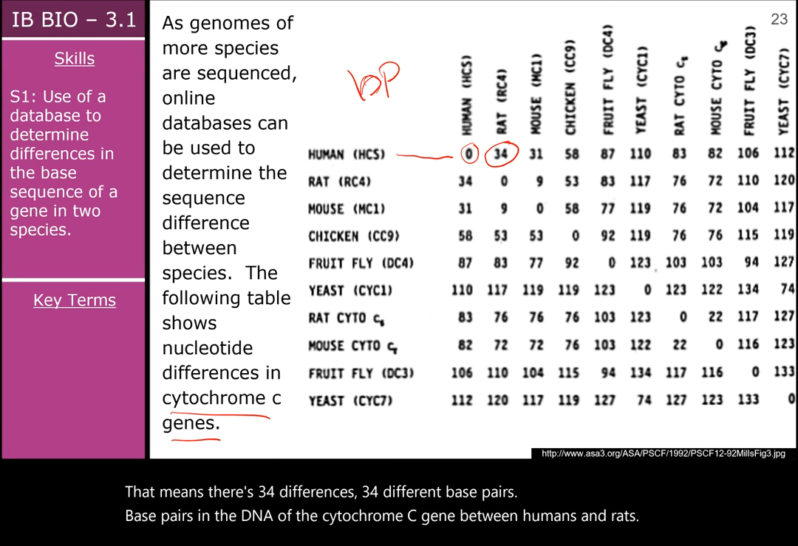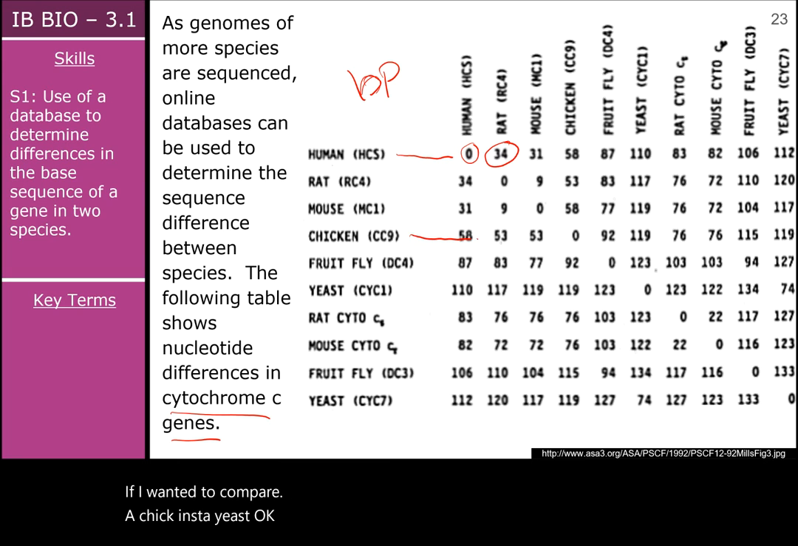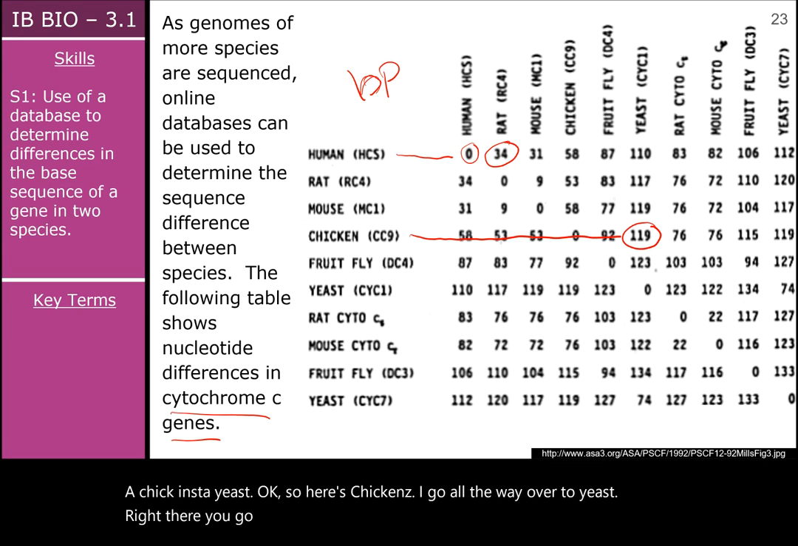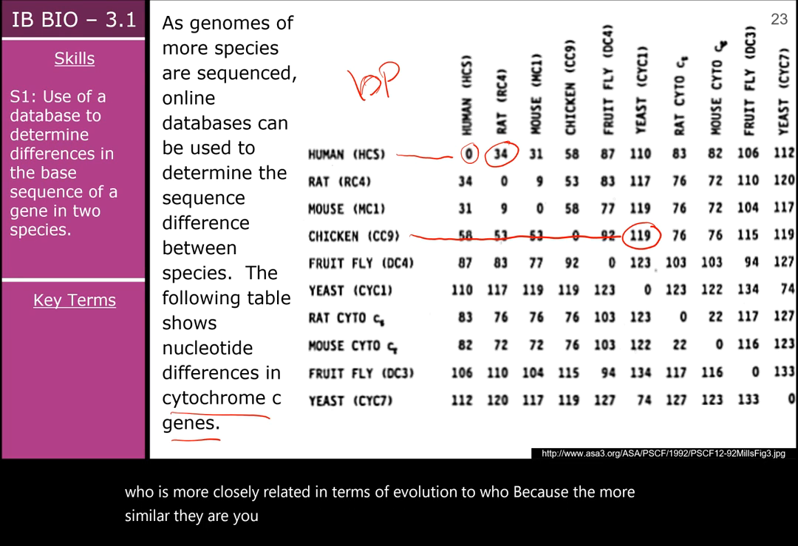If I wanted to compare chickens to yeast, okay, so here's chickens. Now I go all the way over to yeast. Right? There you go. 119 differences. Now, you can use this to help you figure out who is more closely related in terms of evolution to who. Because the more similar they are, you would expect the more closely related they are.